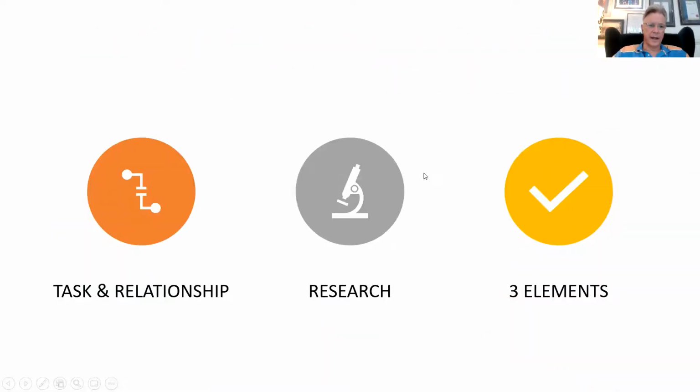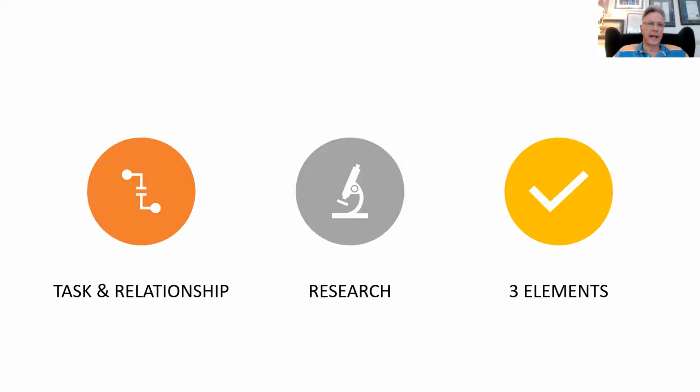All right, so let's look at what we're going to do today. There's three things I want to do in our short session together. I want to talk about the concept of task and relationships. And all teams are a mix of task and relationships. Obviously, the task is what you do, and the relationship is perhaps how you go about it working with your colleagues. And so we'll look at those.